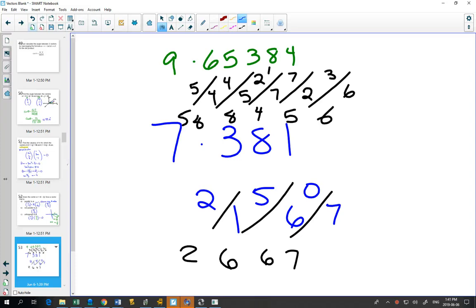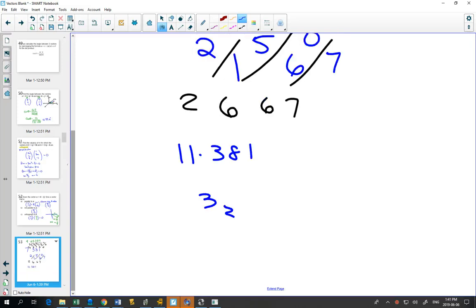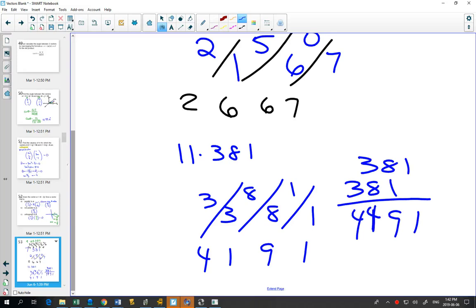Well, you could do 11 as well, right? Oh, you guys, 11 times 3, 11 times 8, 11 times 1. Does it work? But 11's easy because you can just add the number twice. Anyways, those are all number things.